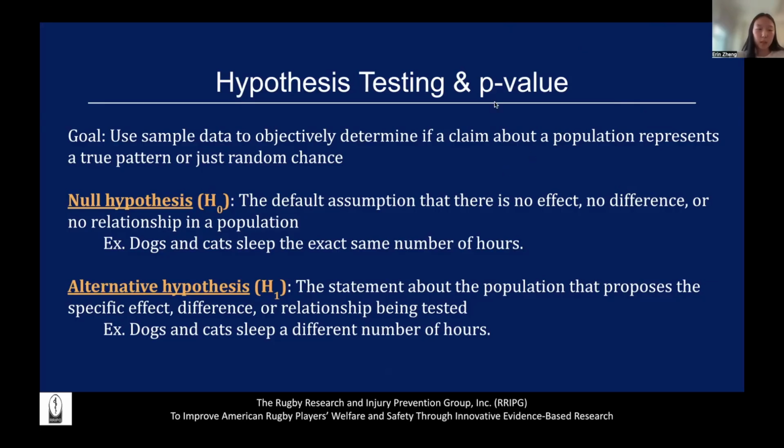So here are two examples which try to answer the question about if there's a difference between the amount of hours dogs and cats sleep. So for a null hypothesis, an example would be dogs and cats sleep the exact same number of hours, while an alternative hypothesis would be that dogs and cats sleep a different number of hours.